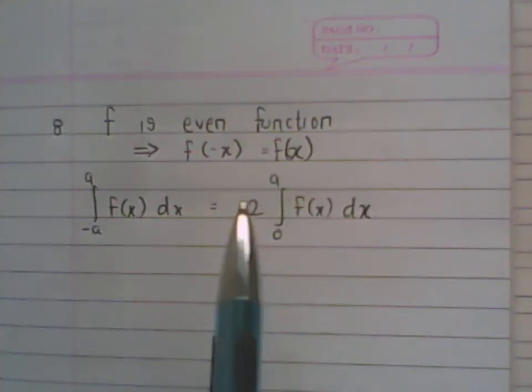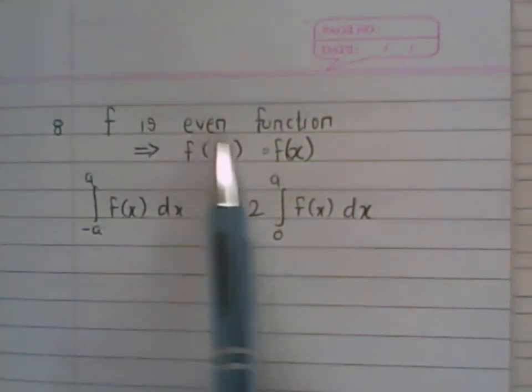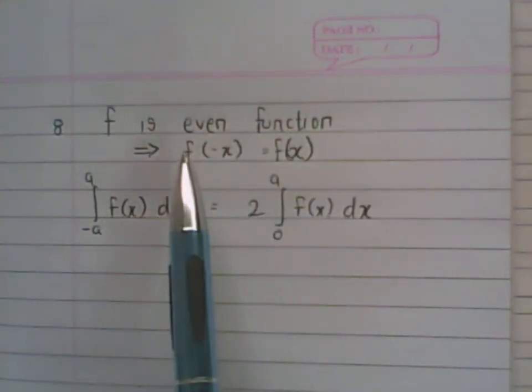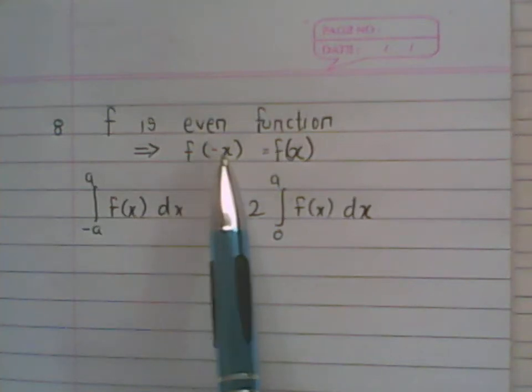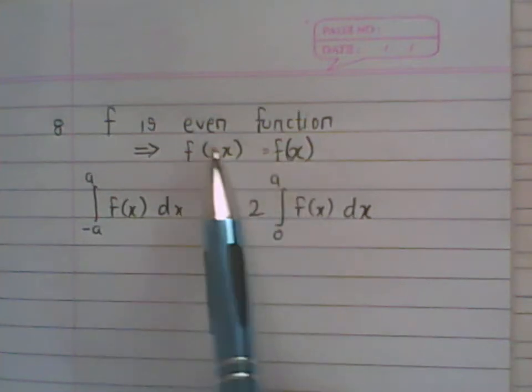The last of the 8 properties, I'll do that property in two parts. First, we'll assume that f is an even function. So when we know f is even, this property holds: f of negative x is the same as f of x. So it doesn't matter whether you put in x or negative x, the output is the same.